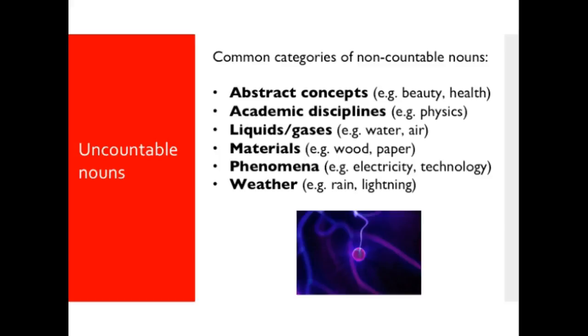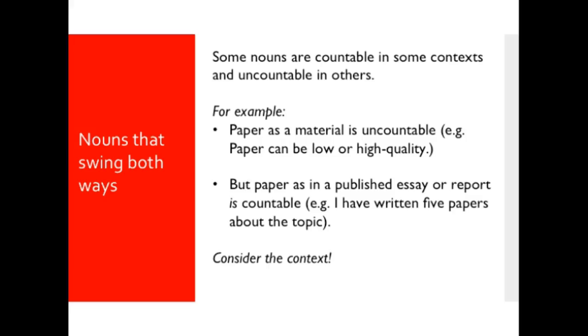So some examples of uncountable nouns: abstract concepts tend to be uncountable. Academic disciplines, we cannot say there are 7 engineerings, so engineering is not a countable noun. Liquids and gases, materials, phenomena, and weather, for example, wind or rain. These are uncountable nouns that do not require determiners.